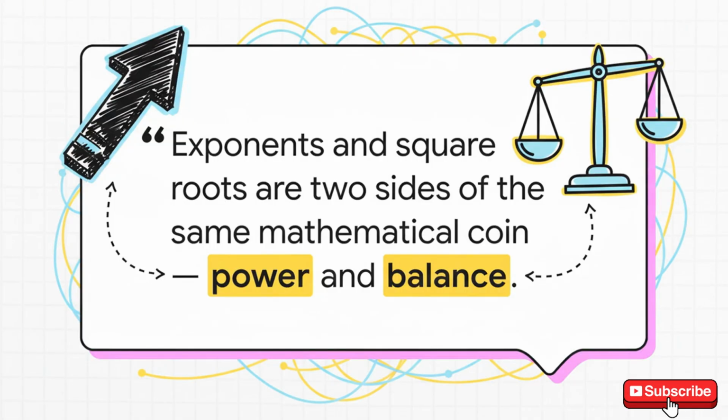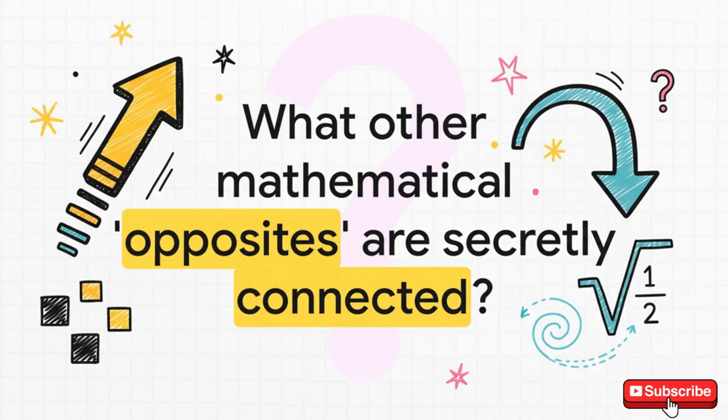So in the end, that's really what this is all about. They aren't two separate ideas. They're part of one single elegant system. It's about power, the power to grow and balance, the ability to find our way right back to where we started. Once you master this, you unlock a key to understanding so much more about the world, which leaves us with one final thought. What other concepts in math that seem like total opposites are actually just two sides of the same coin? Something to think about.